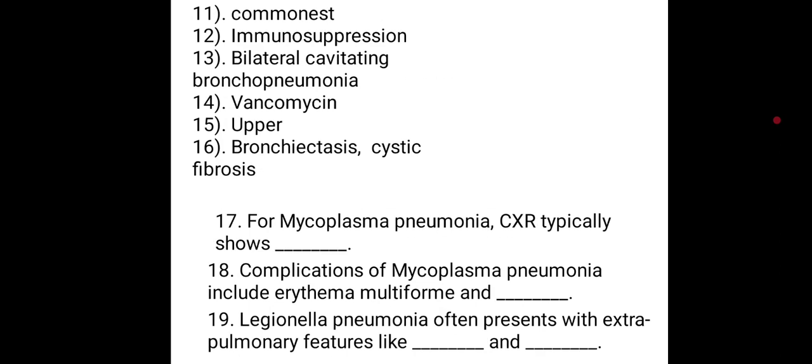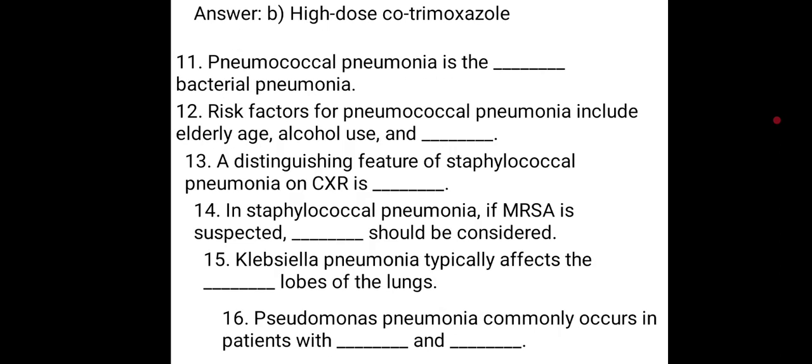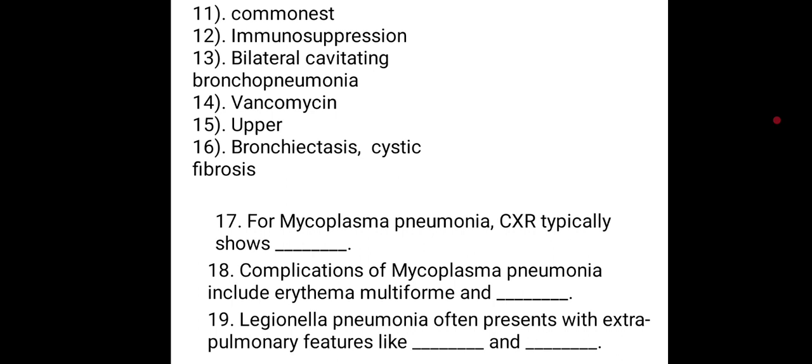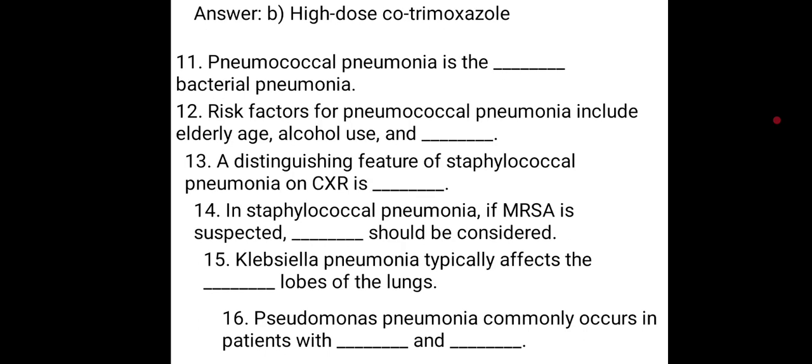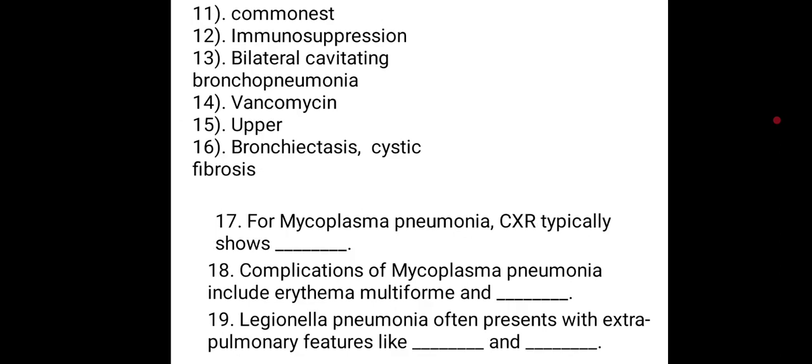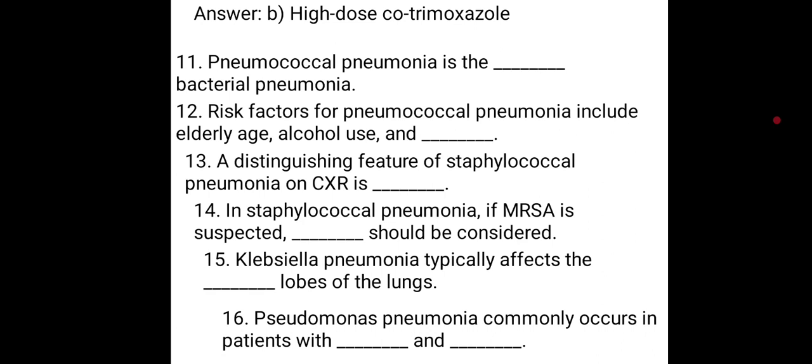13 is bilateral cavitating bronchopneumonia. A distinguishing feature of Staphylococcus pneumonia on chest X-ray is bilateral cavitating bronchopneumonia. That's for Staphylococcus. Anyway, you see it, bilateral cavitating bronchopneumonia on chest X-ray. In Staphylococcus aureus pneumonia, if MRSA is suspected, vancomycin should be considered. 14. Vancomycin should be considered.